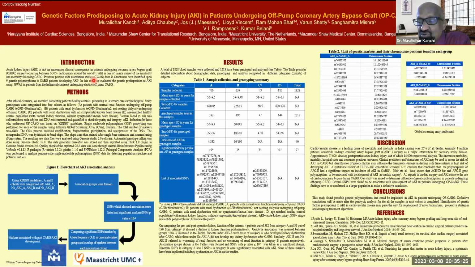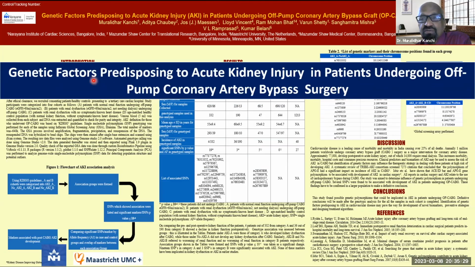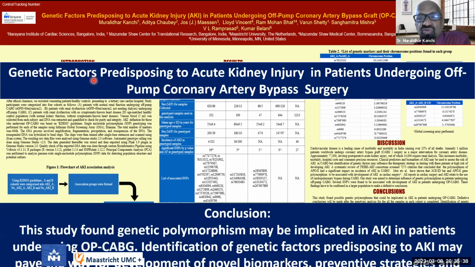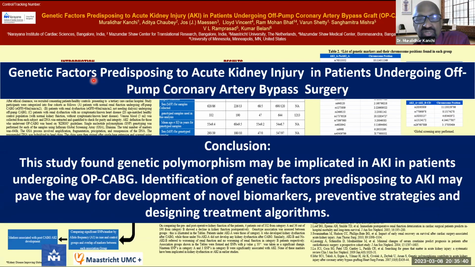And then based on this, the findings were extrapolated, and these findings were presented to the American Society of Anesthesiologists meeting 2 years ago in 2019, I guess. And this study found genetic polymorphism that may be implicated in acute kidney injuries in patients undergoing off-pump CABG.